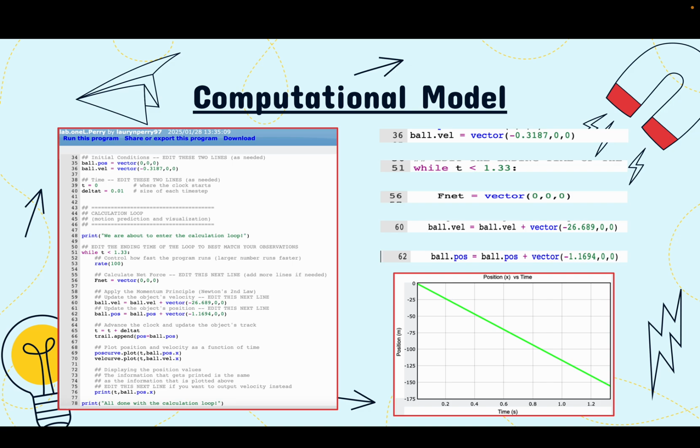So, in my equation, negative 26.689 is the slope, making my velocity vector negative 26.68900 meters per second. Similarly, I took the y-intercept in my equation and recognized it as my updated position of negative 1.169400 meters. Adjusting the code with this information, I ran the code and it looked almost exactly like the observed graph from my expo marker video.